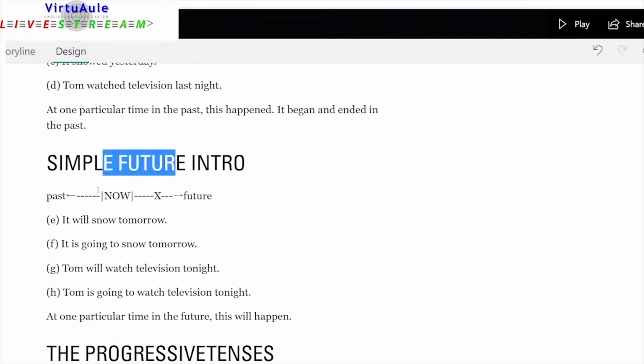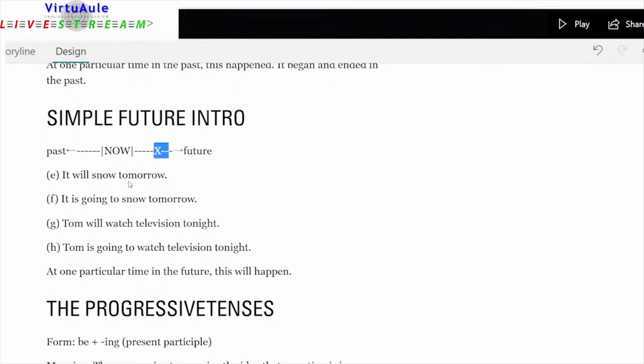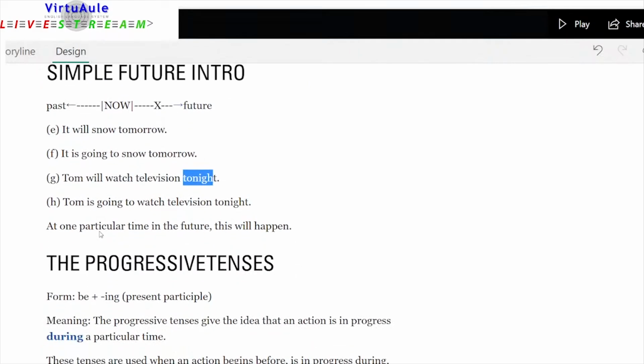Simple future. We have the past, nothing, now, and we have the future. We have an X in the future. So it will snow tomorrow. Tomorrow is the future. It's going to snow tomorrow. Uh-oh, we have will and we have going to. Those are both possible. We're talking about tomorrow. Tom will watch television tonight. Tonight's in the future. Tom is going to watch television tonight. That's also the future. At one particular time in the future, this will happen.